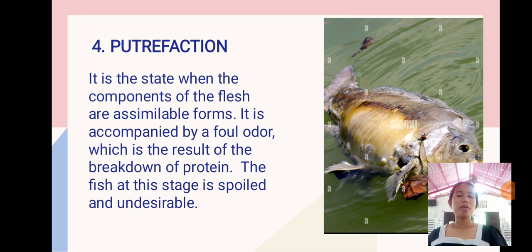So, those are the changes in appearance. So, number 4 is putrefaction, where the fish at this stage is spoiled and undesirable. So, it can no longer be eaten. So, that is putrefaction.